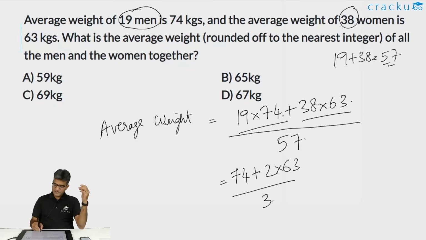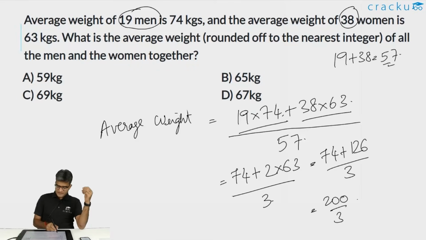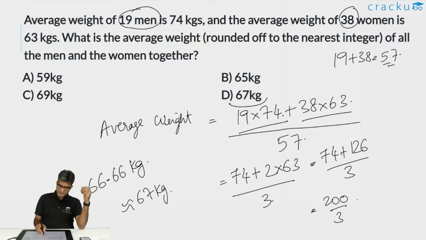This is the average weight, which is equal to 74 plus 126 divided by 3, which is equal to 200 divided by 3. This will equal 66.66 kgs. The closest integer is 67 kgs, which is option D.